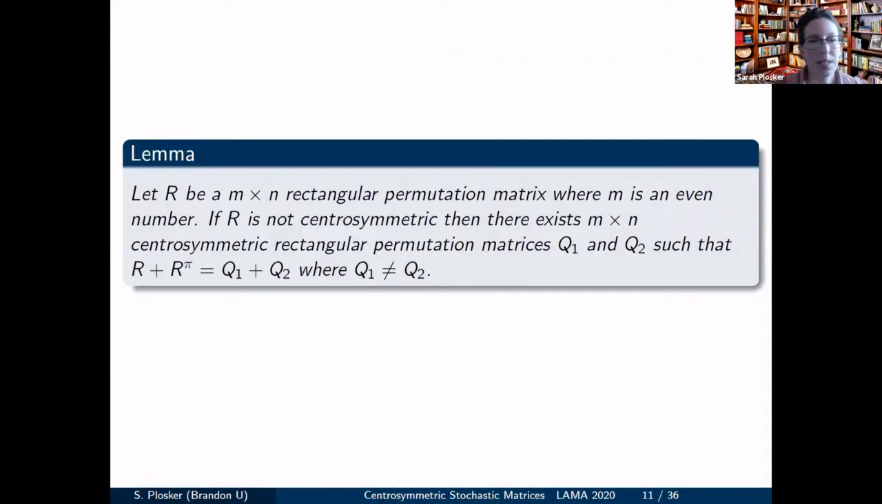So the next lemma we have is that if we have a rectangular permutation matrix R and m is an even number, we'll see this will play a role later, or throughout the talk, really. If R is not centrosymmetric, then there exist m by n centrosymmetric rectangular permutation matrices Q1 and Q2 such that R plus R pi, which, since R is not centrosymmetric, isn't equal to 2R, is equal to Q1 plus Q2. So two distinct centrosymmetric rectangular permutation matrices.